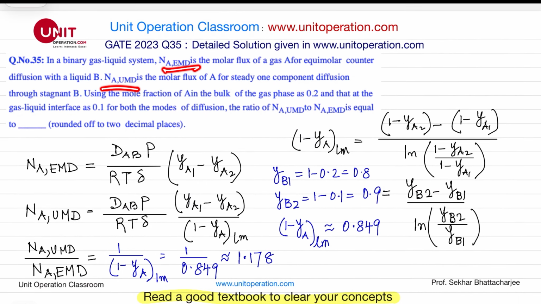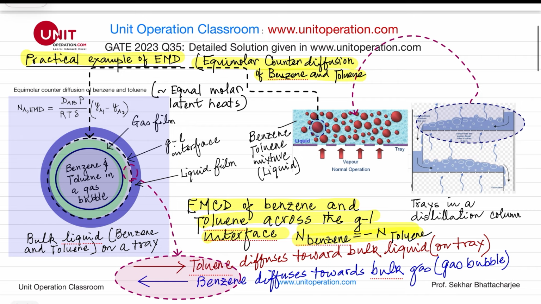Okay. Now, let me try to give you a very quick approximate example of N_A,EMD and N_A,UMD in practical applications. Let us take a distillation column here, and let us take this particular tray where this is a pool of liquid. Let's say this is a benzene toluene binary distillation, and the gas is flowing through it. There is, of course, an intimate contact of the gas and liquid. If we expand this one here, as you can see, there are a lot of bubbles, and each bubble contains benzene and toluene, and the liquid also contains benzene and toluene.